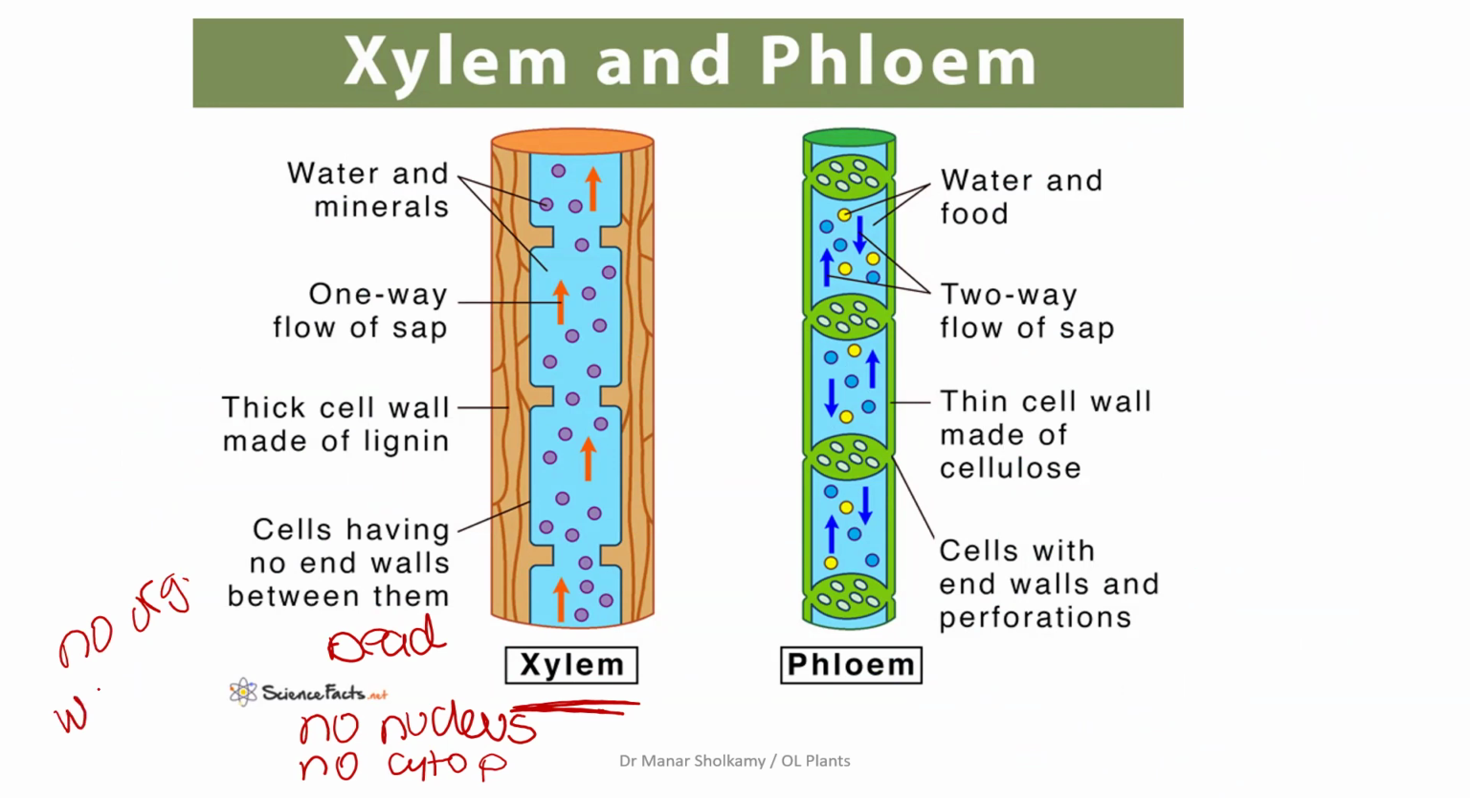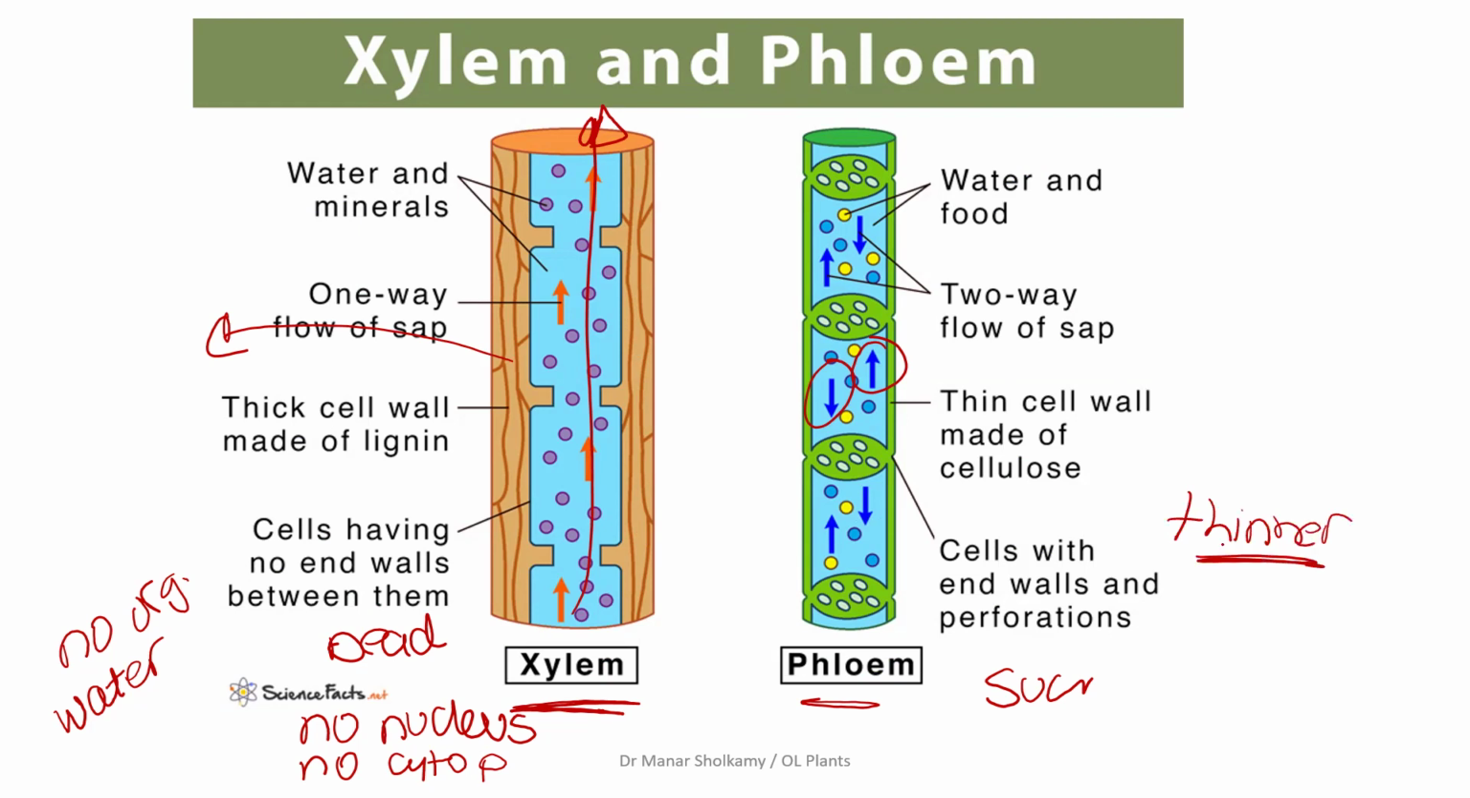The xylem carries water and mineral ions. The phloem carries sucrose and amino acids. The xylem carries the water in one direction only, but the phloem carries the sucrose and the amino acids in all directions. The xylem has very thick walls and it is very strong. The phloem has thinner walls and it does not provide support. The end walls of the xylem are completely broken down. The phloem, the end walls are not completely broken down. They're partially broken down. They form something called the sieve.